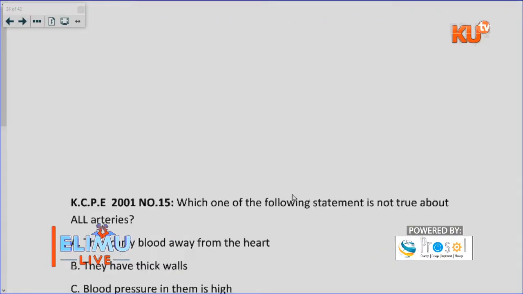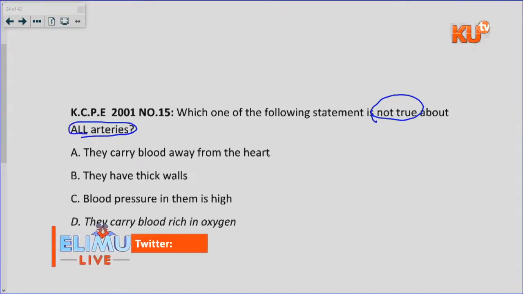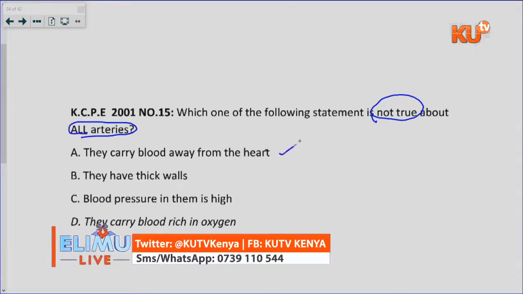Before we look at the heart, we have another question also. KCPE 2001 number 15. Which one of the following statements is not true? Underline the keywords. About all arteries. They carry blood away from the heart. That is true. They asked which one is not true.